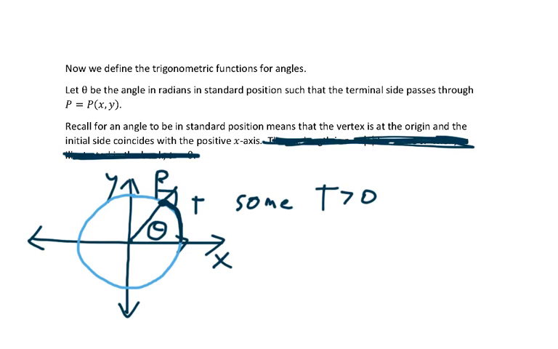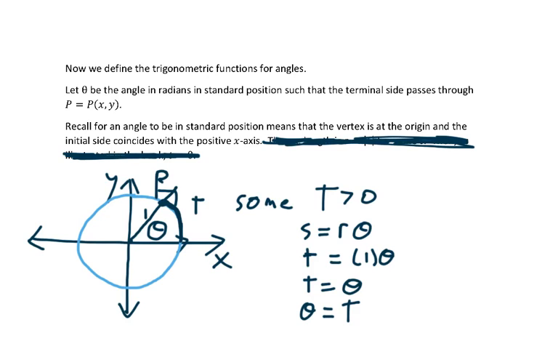Then, if you remember the arc length formula, S equals R times theta, although R in this case is 1, because we have the unit circle. And S in this case, as you can see, is just T. So we have T is equal to 1 times theta. In other words, T is equal to theta. So as a real number, T is equal to theta. And thinking about the units, theta is equal to T radians.